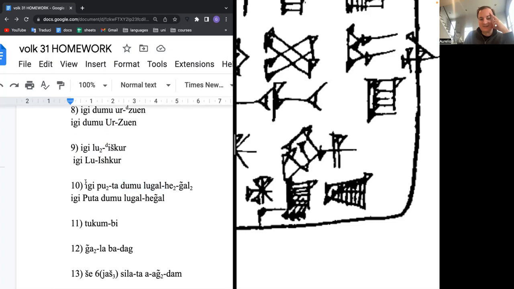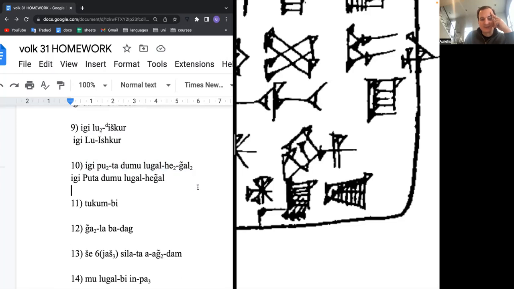No, but you're right. 10 is not parallel. I saw that wrong because you have Puta Dumu Lugal Hengal. So in that case, you have the name given again. It's just a number 8, no name is given. No problem. Yeah, I feel you would include the name if you specify that they are someone's child. You would think, right?